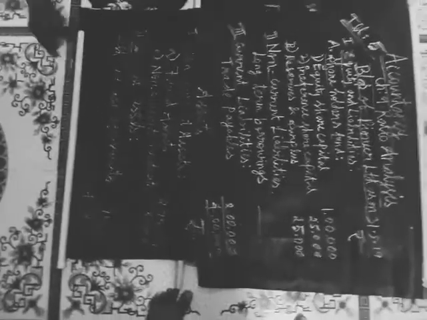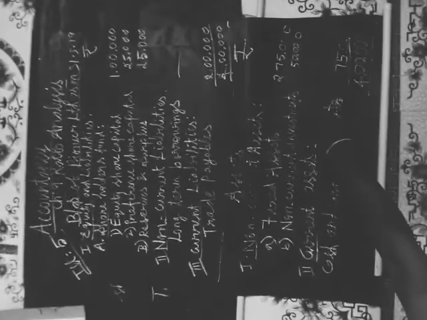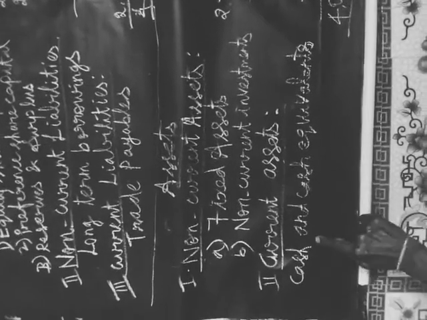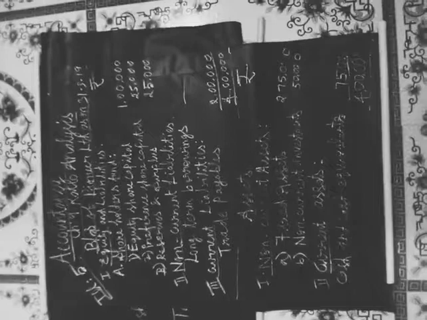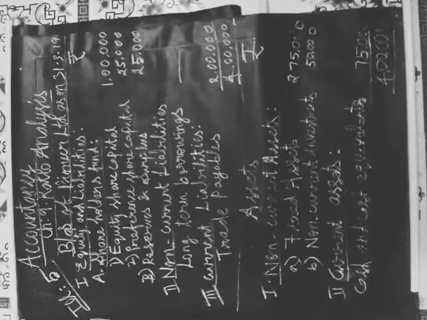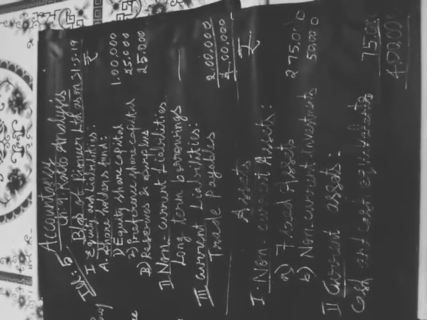Total of the liabilities side is 4 lakh. And on the asset side, under non-current assets, fixed assets 2,75,000, non-current investments 50,000, current assets, cash and cash equivalents 75,000. So the total of the asset side is 4 lakhs. Let us calculate the proprietary ratio from the balance sheet. So, proprietary ratio is equal to shareholders fund divided by total assets.